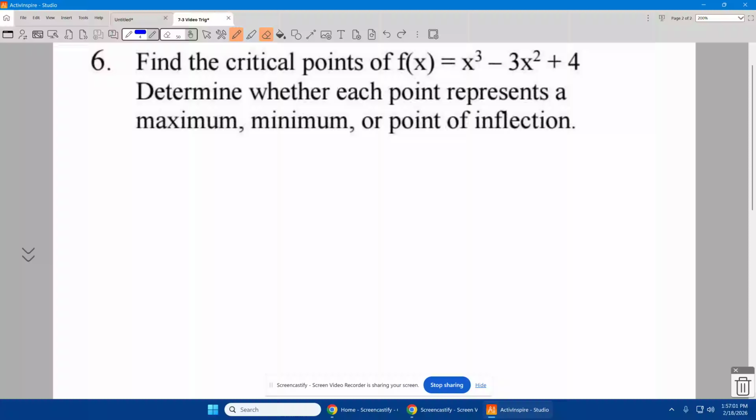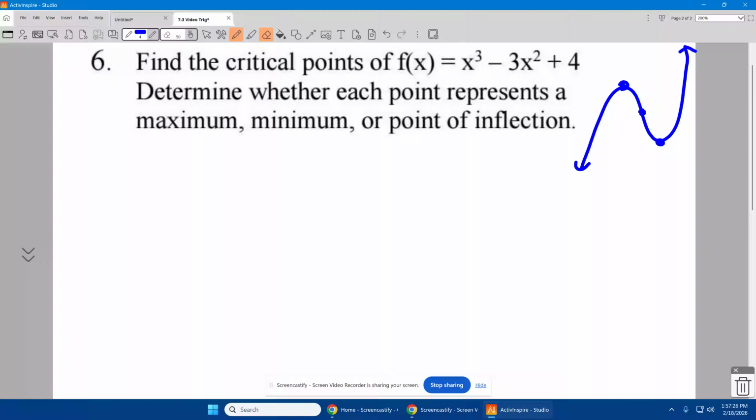Number 6, find the critical points of this function. Determine whether each point, this time we got to determine, is it a maximum, is it a minimum, or a point of inflection? Well, I know x cubed minus 3x squared plus 4. I know that's a graph that's swinging down, swinging up, swinging back. So right here will be our minimum. Right here is going to be our maximum point of inflection right there. So let's see what happens.